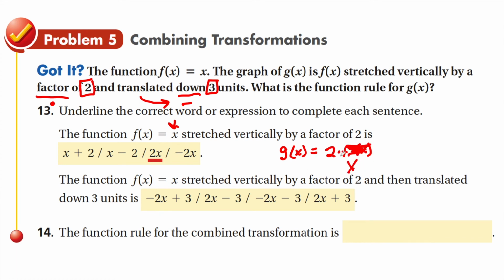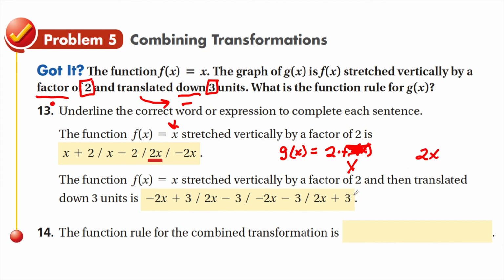And therefore we get 2 times x, which is 2x. The function f of x equals x is stretched vertically by a factor of 2 and then translated down 3 units. Well, we have to make sure that we multiply it by 2, which is what we did. We already have that, so we know that we have a 2x.